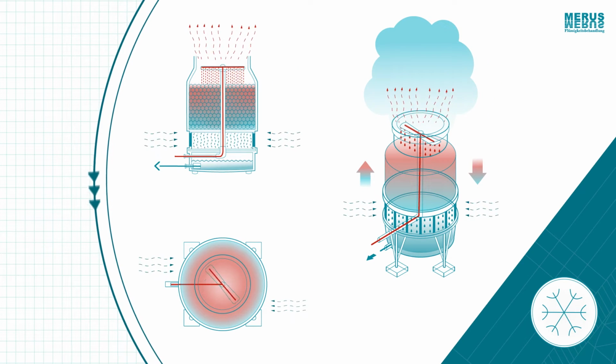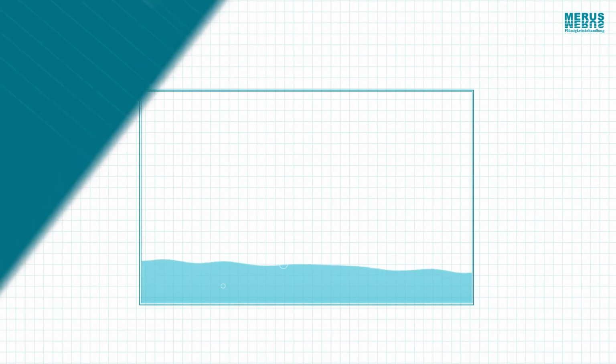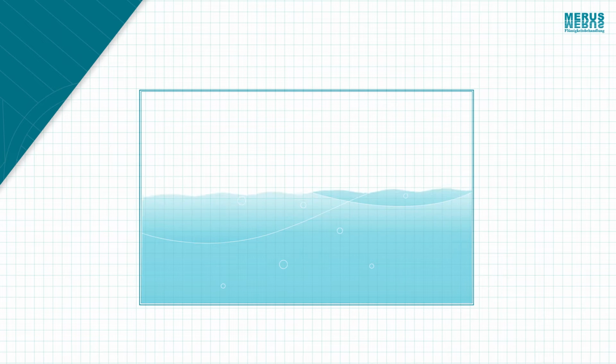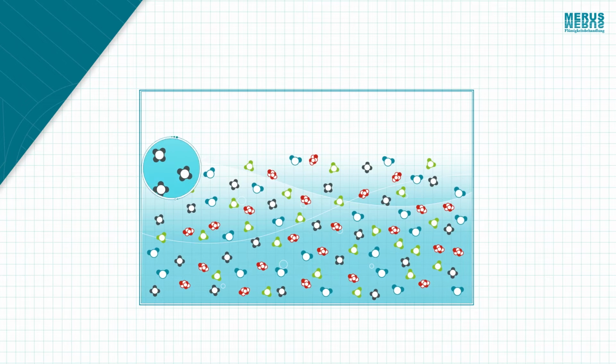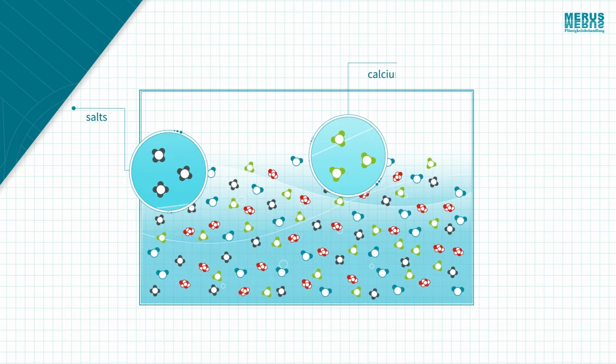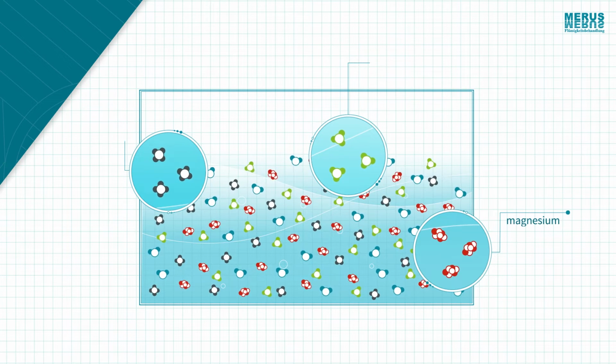The evaporated water is then constantly replaced by fresh water. Let's take a closer look. Fresh water is never pure. Foreign substances are partly dissolved in water and partly mixed. These are salts, but also calcium and magnesium, for example.